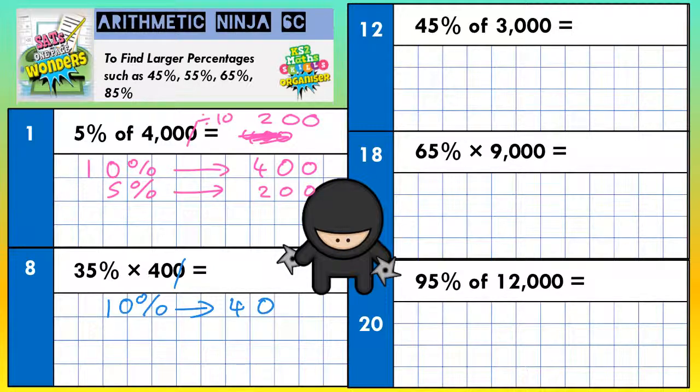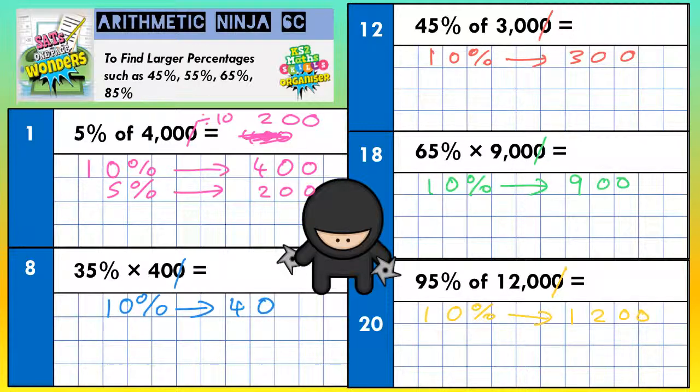On question 12, again, start with 10%, so 10%, knock the 0 off, or divide by 10, 3,000 divided by 10 is 300. On number 18, 10%, knock the 0 off, or divide 9,000 by 10 is 900. And on question 20, again, we'll find 10%, knock the 0 off, that's going to be 1,200, or 12,000 divided by 10 is also 1,200.